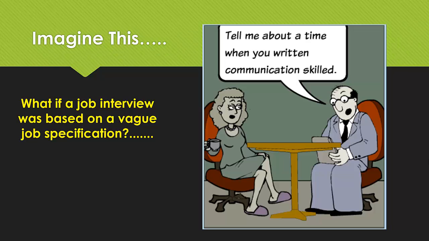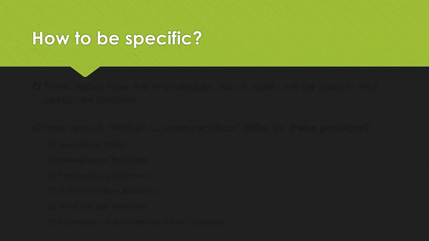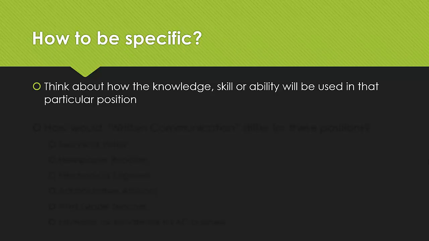So if the person writing that job specification had actually been specific, it would be very easy to write your questions, to evaluate the candidate responses, and then eventually to select the best candidate. So how do you go about being specific? How do you go from having written communication skill to having something more detailed? The first thing that you should do is to really think about how the individual will use that particular knowledge, skill, or ability in that actual position.